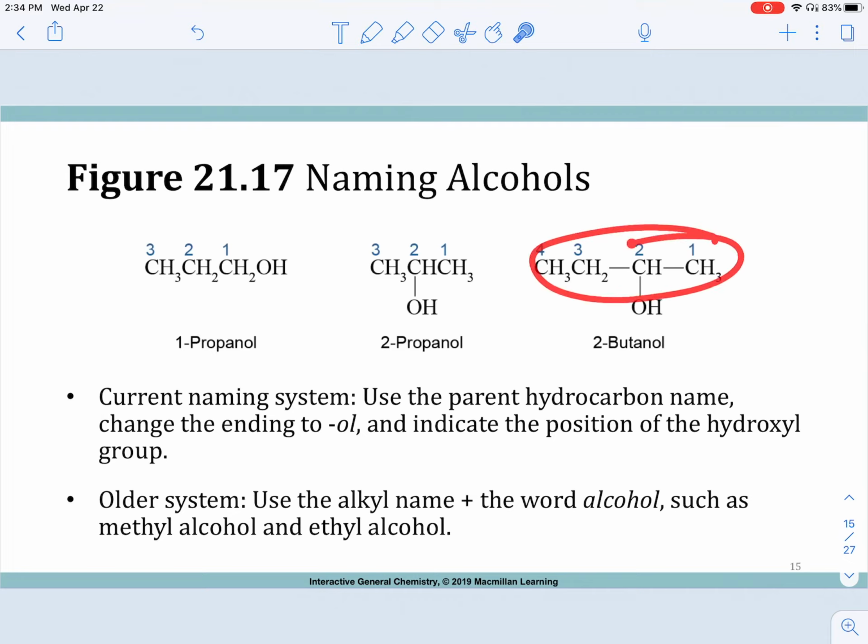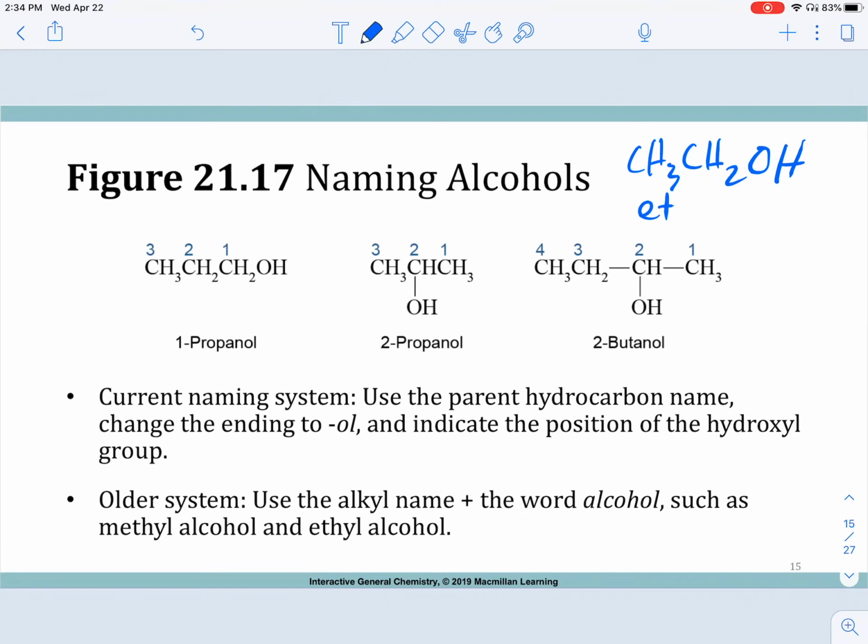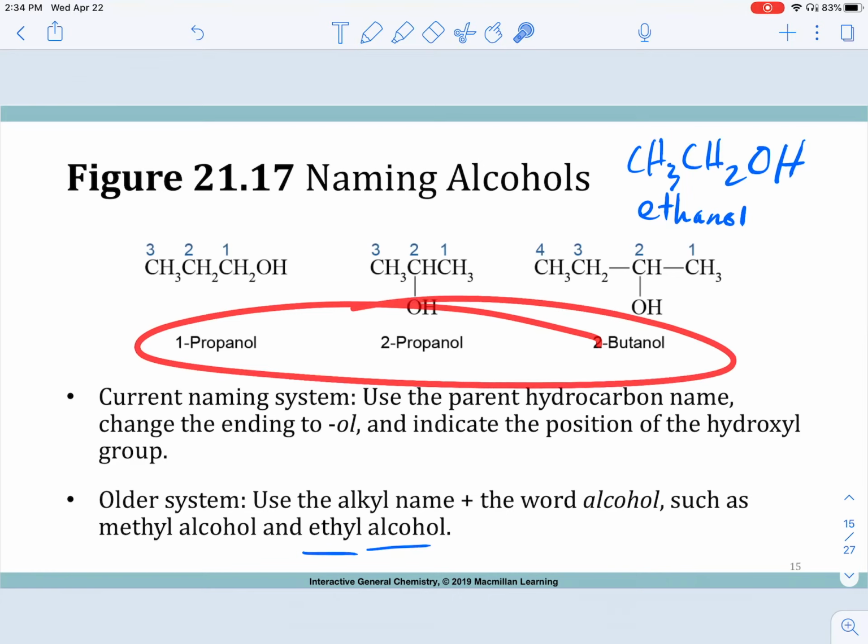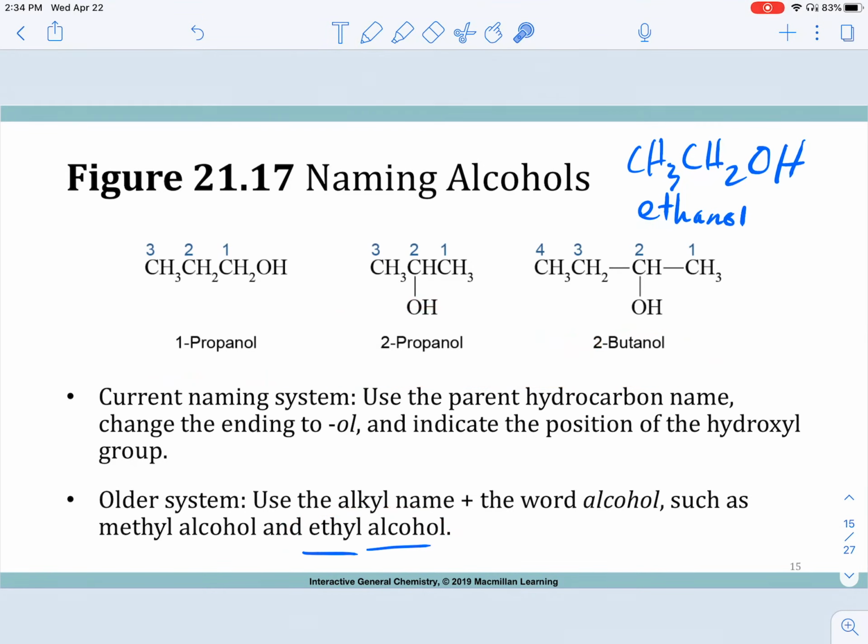And one more example, 2-butanol over here. There was an older system, and we still see this. So for example, if I draw out CH3CH2OH, this is ethanol, the alcohol we find in alcoholic beverages. In the old naming system, we would just call this ethyl group alcohol. So we would call this ethyl alcohol or methyl alcohol. But this is the systematic name that we use now for these. But you'll still see these pop up, methyl alcohol or ethyl alcohol.